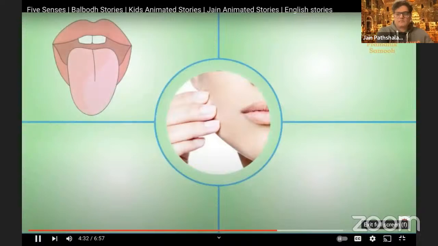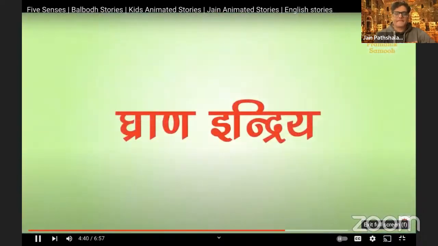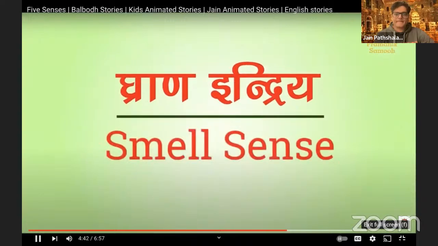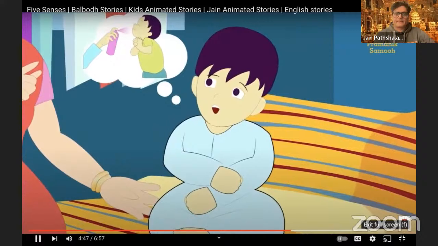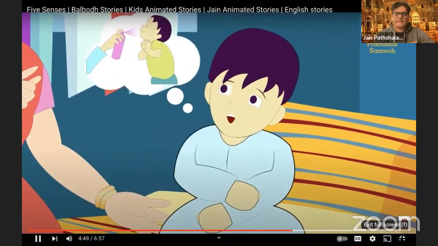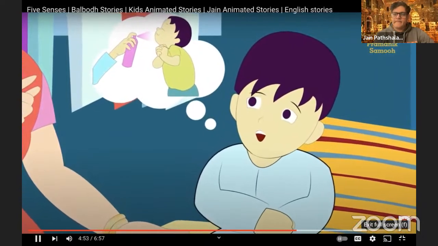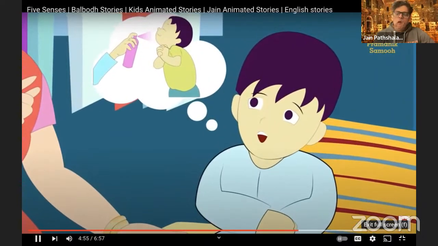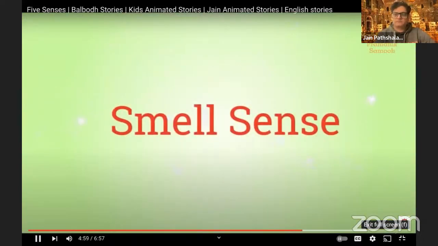Now, the third sense of our body country is the nose, with which you can smell anything. So the nose is also called our smell sense or Gran Indriya. Do you remember when Dad puts on the perfume? How does that feel to you? "Nice, nice." So son, we know about the good and bad smell by the nose, which is the smell sense.